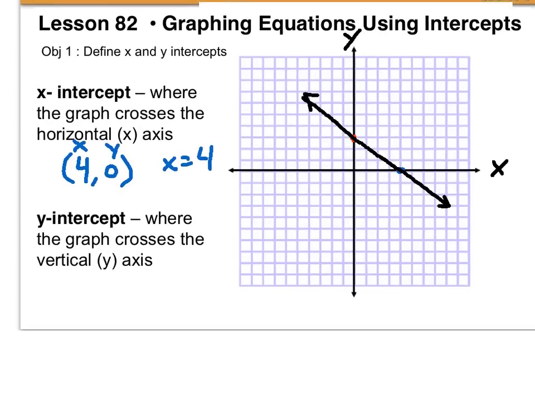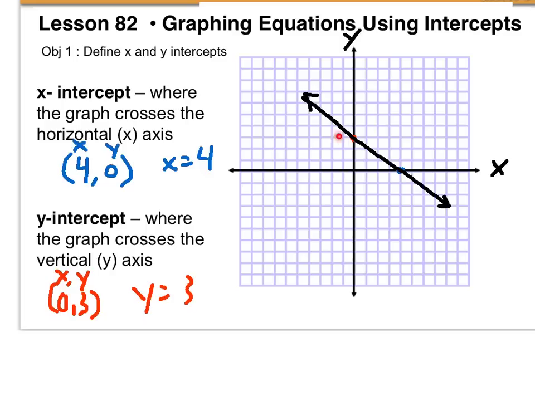The y-intercept is where the graph crosses the y-axis. Well, that's right here. So that is the point. We don't move this way. So it's 0, and then 1, 2, 3, because we go up 3. So our x is 0, and our y is positive 3, because we went up 3. So that's y equals 3, because that's where our point is.